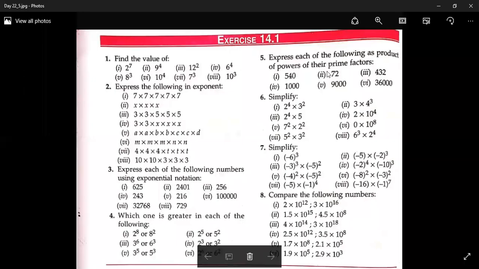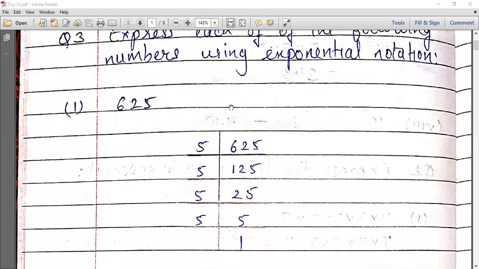Welcome learners. In this video, we will continue exercise 14.1 of chapter 14, exponents and powers. You can see question number 3 is express each of the following numbers using exponential notation. We need to find the exponential form of each number. So part 1 is 625.